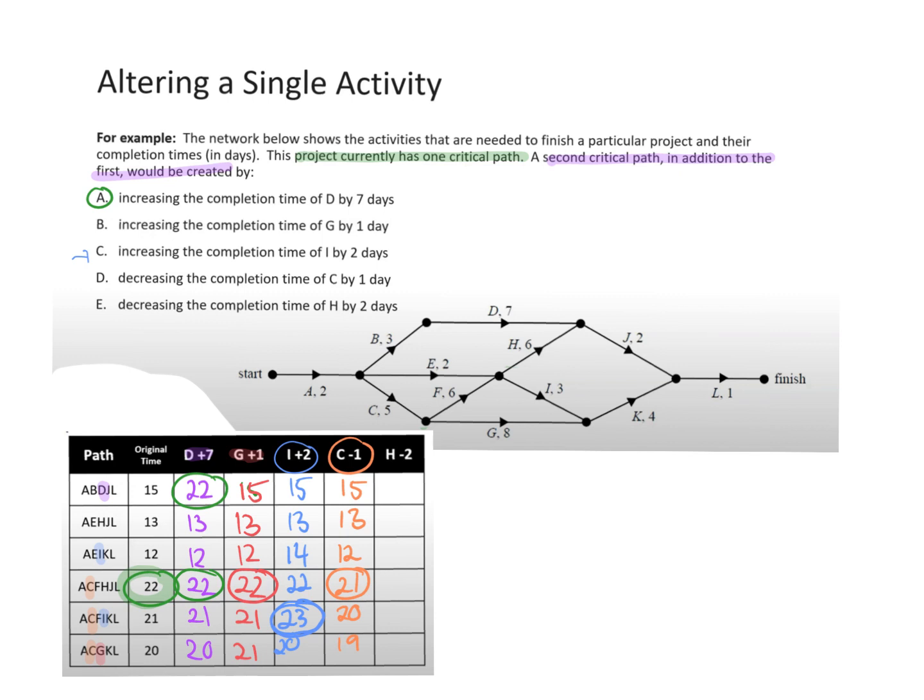And then if we do the last one, say H, we're going to take away 2. So every time we see H in our path, we're going to take away 2. So this one didn't change. This one did change to 11. This one stayed the same. Take away 2, this one became 20, this one stayed 21 and 20. So the new critical path would be 21, but there's only 1. So we've backed up our answer. We know that one is correct.